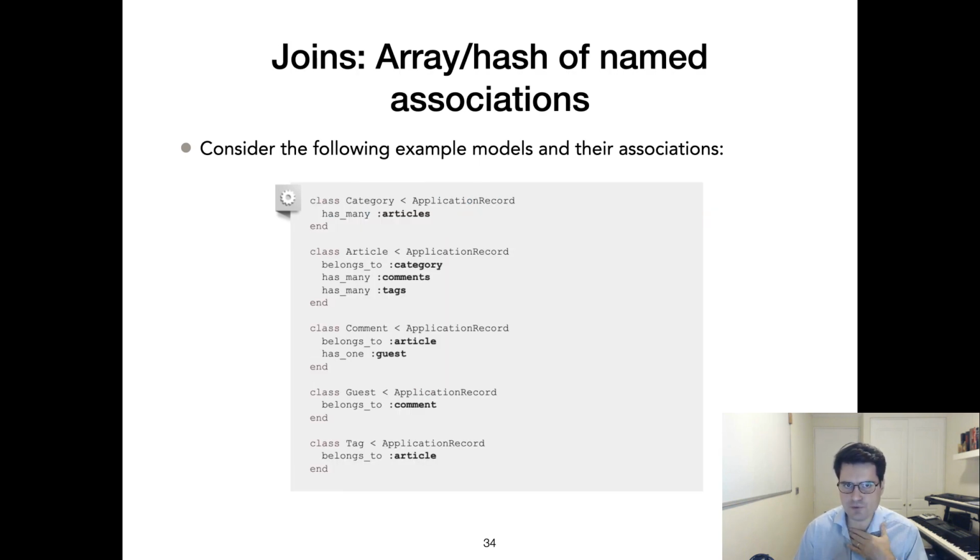Then if you'd like to use the more idiomatic Ruby-based syntax for joins, it is convenient to have a look first at the example we've got here. We've got a few example models that are associated with one another. A category has many articles, and articles belong to a category, have many comments, and have many tags. Then a comment belongs to some article and has one guest who has written the comment. A guest belongs to some comment, and a tag belongs to an article.